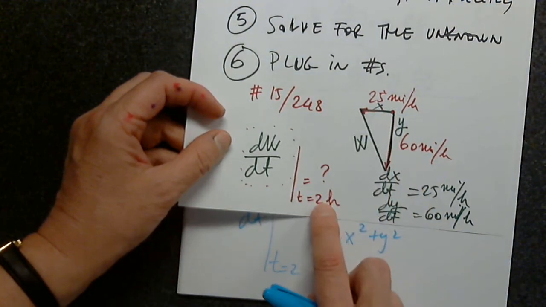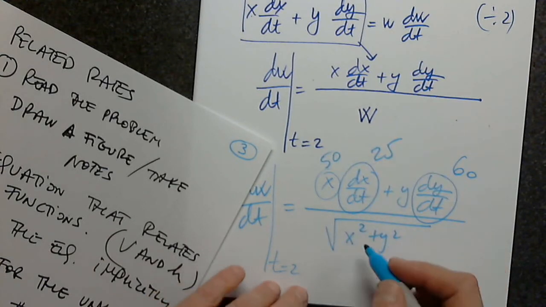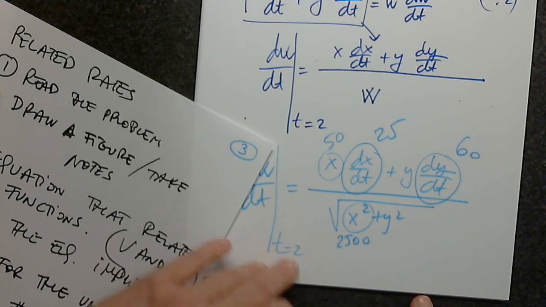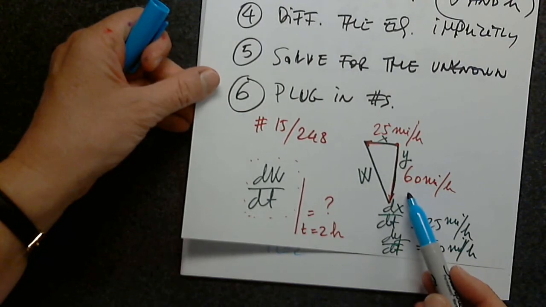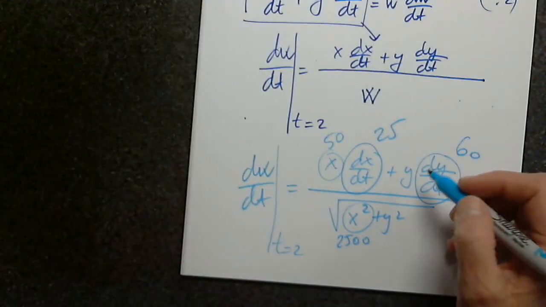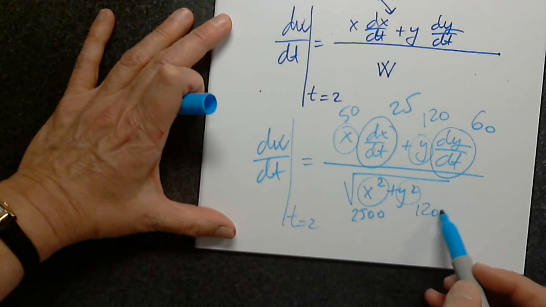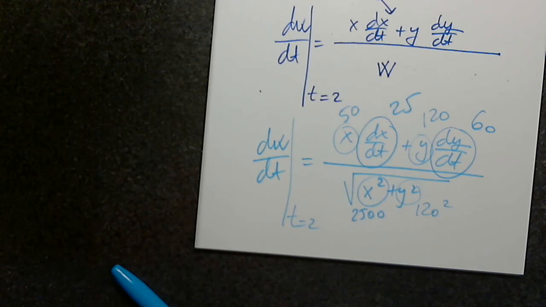So how much is 25 times 2 hours? 50. So this is 50 miles. And then this is 2500. How much is y? 120. Very good. So if that's 120, this is 120 squared. We have to be very careful how we plug everything in. So let's do that with a calculator.